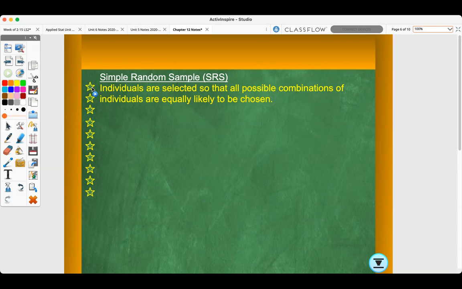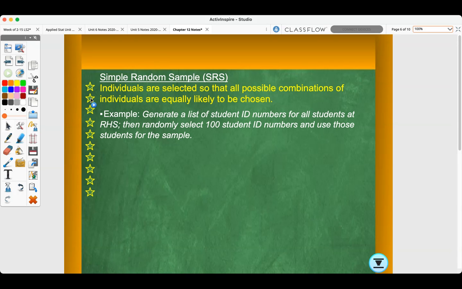Simple random sample, also denoted with SRS. Individuals are selected so that all possible combinations of individuals are equally likely to be chosen. Example, generate a list of student ID numbers for all students at RHS, then randomly select 100 student ID numbers and use those students for the sample.